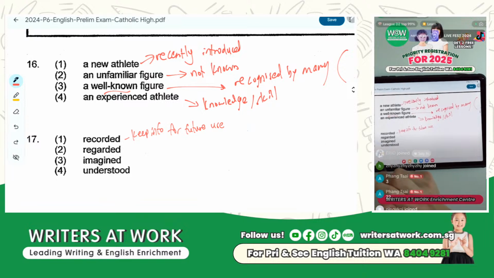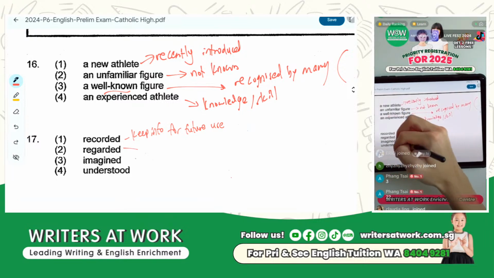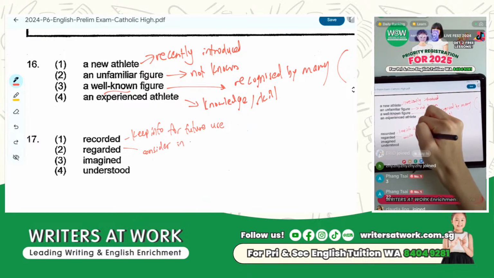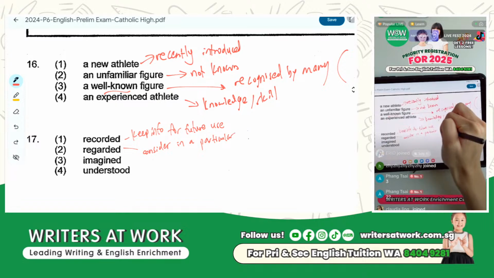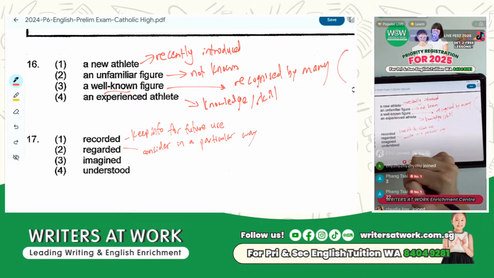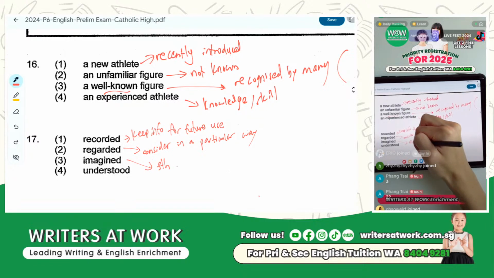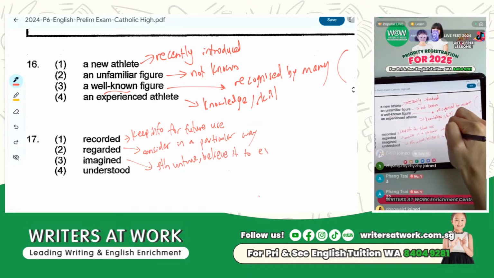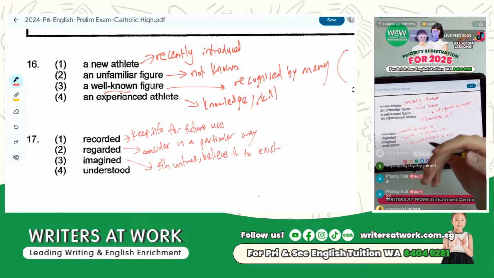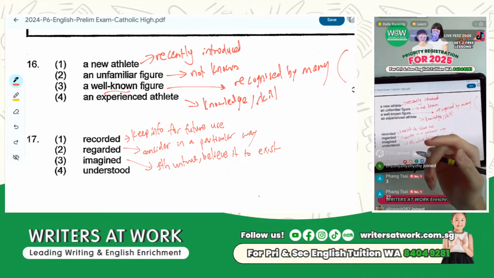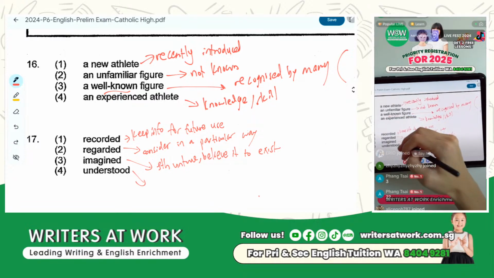All right. Now, next one is regard. Regard means you consider in a particular way. Imagine means something that is untrue, even though something is untrue, you believe it to exist. So for example, I can tell you that someone is trying to imagine himself flying in the sky, right? Something that cannot be done, but you think that it is possible. Imagination, right? Lastly, understood here means that you know the meaning of something.